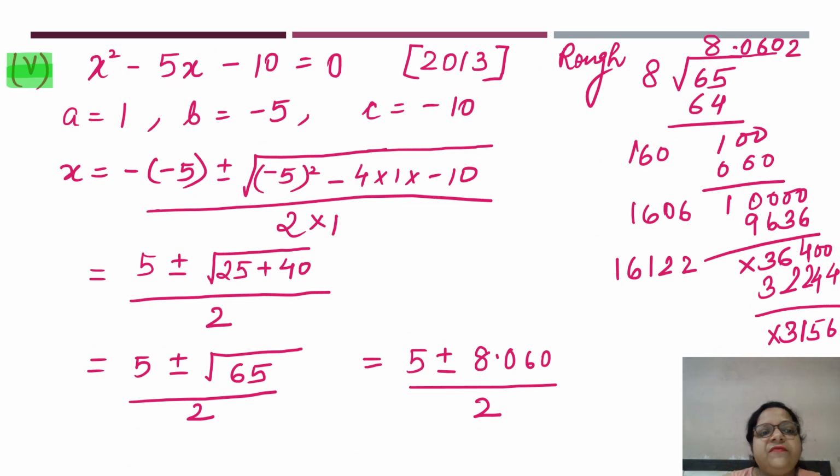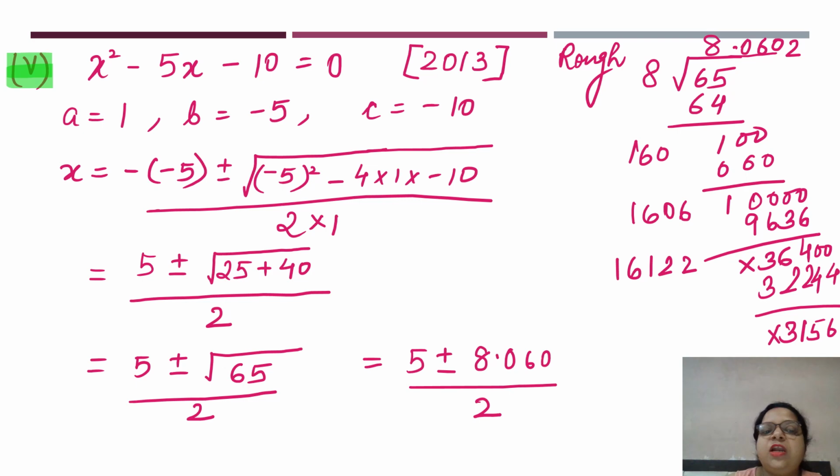Now coming to the fifth part, children, what it says: x square minus 5x minus 10 is equal to 0. Again, this question has been asked in 2013. Okay. So here we see that the value of a is equal to 1, b is equal to minus 5 and c is equal to minus 10.